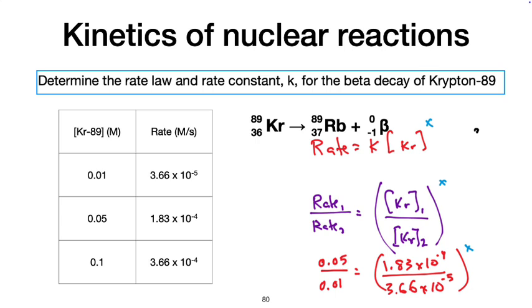Why would I pick that system? What is 0.05 over 0.01? 5. What is 1.83 times 10 to the minus 4th divided by 3.66 times 10 to the minus 5? What must x be equal to? X has to equal 1. That supports our evidence all the way through. Does that make sense? You get it? I know I swapped those numbers on you.